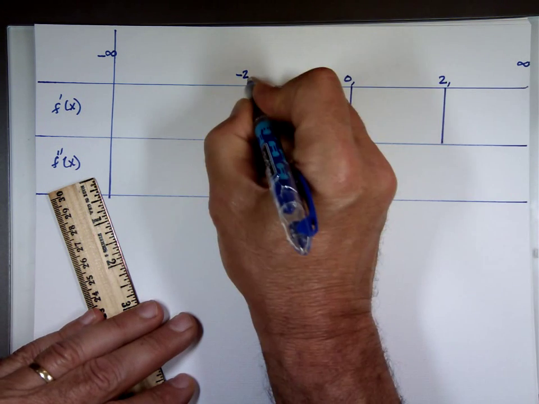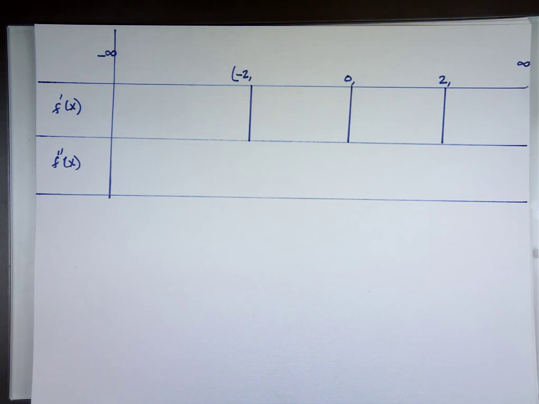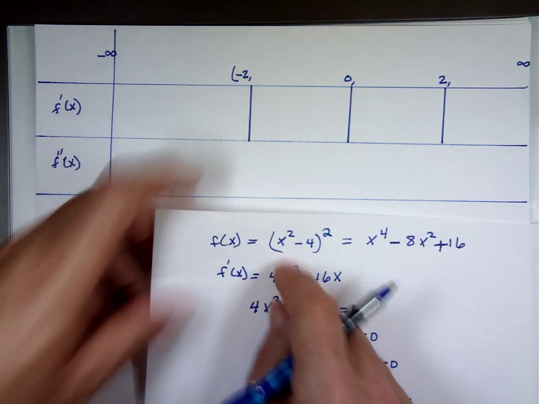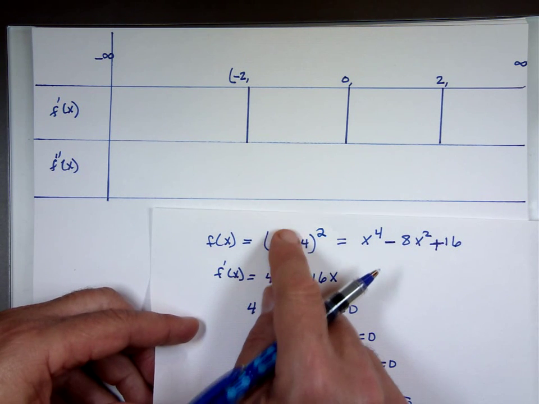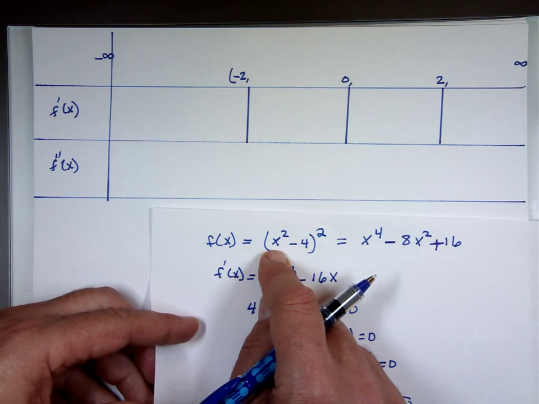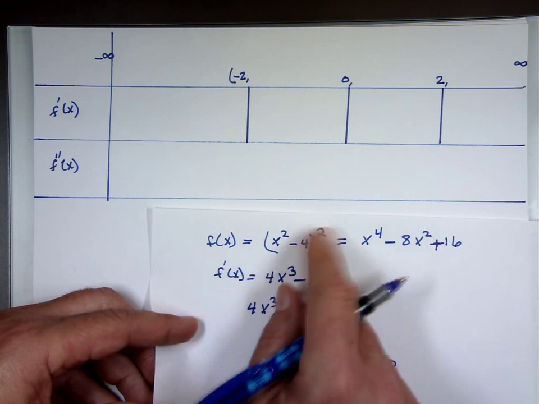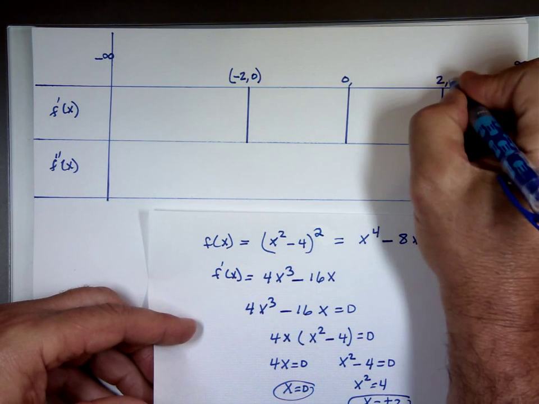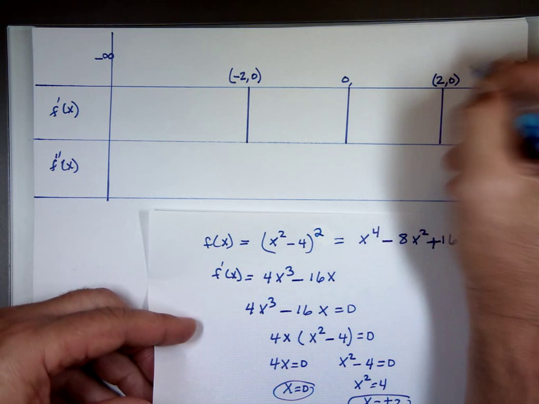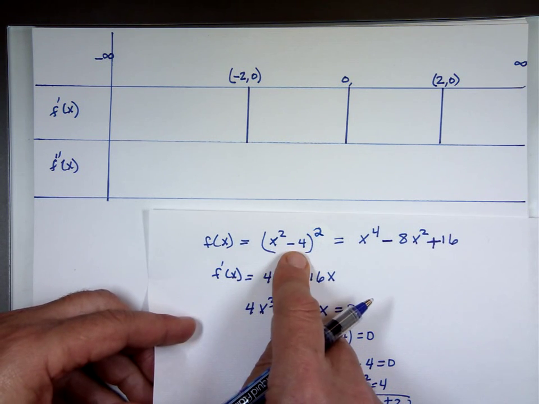And let me find the y value while I'm at it. When x is -2, what's -2 squared? 4, right? 4 minus 4, 0, square it, 0. When x is 2, it's going to be 0. What about when x is 0? -4 squared, that's 16.